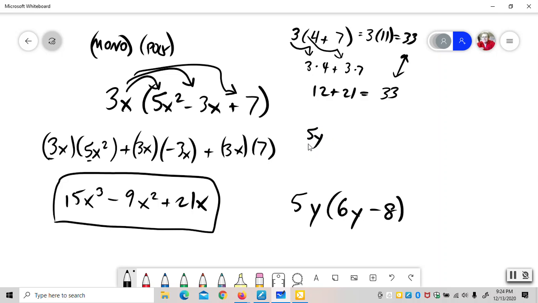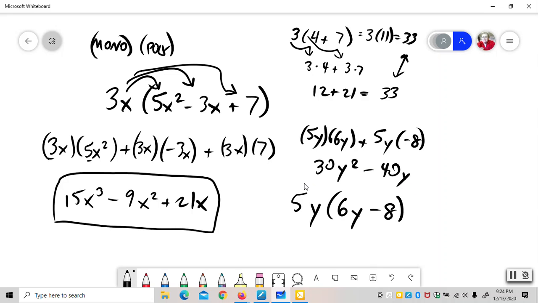This is even easier. You got 5y times 6y plus 5y times negative 8. 5 times 6 is 30. Y times y is y squared. 5 times negative 8 is negative 40, and the y just stays as is. So there is your answer.